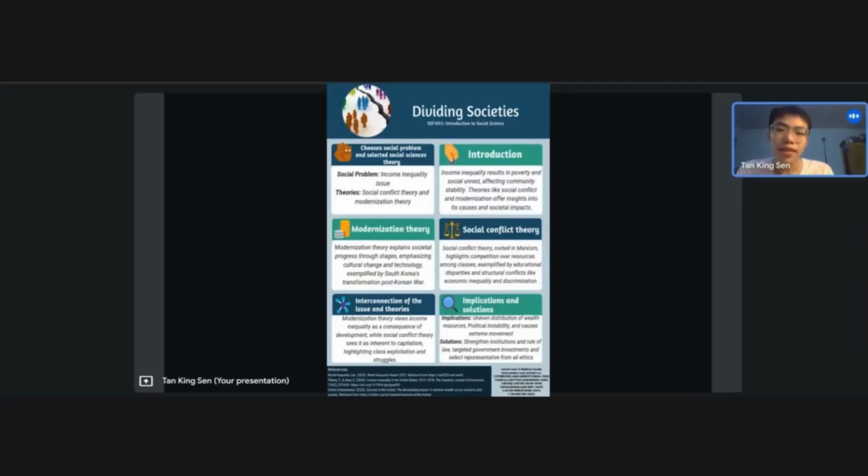Next, let us delve into the interconnections of three concepts in the poster, which are modernization theory, social conflict theory, and income inequality issues. First and foremost, both theories offer a different perspective into how income inequality issues occur.